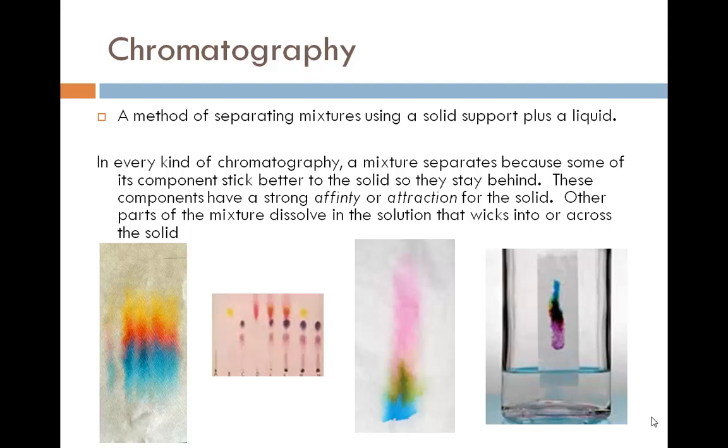So here's some examples of some marker chromatography. It could have been a black, maybe a brown marker dotted towards the bottom of these pieces of chromatography paper, and then water was allowed to seep up through the paper and carry the different colors of ink to different levels depending on how strong the attraction between the ink and the paper was.